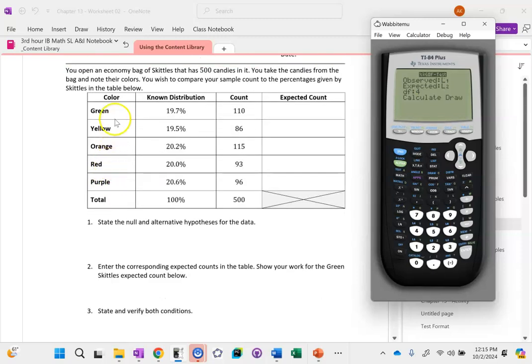What is the degree of freedom? 1, 2, 3, 4, 5 categories. 5 minus 1 is 4. And I put my observed in L1, my expected in L2. So I hit calculate and whammo, there's that same chi-squared number we just saw. There's my p-value. Everybody's okay there?